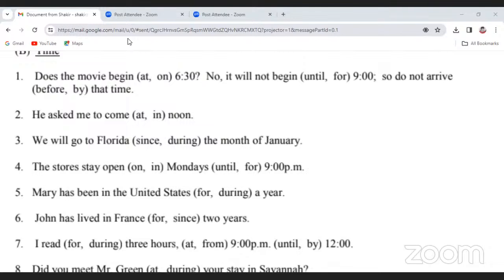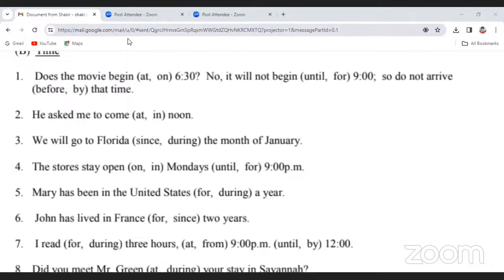Move to number 3. We'll go to Florida dash the month of January. During. During the month of January. Yes, during is the correct answer.